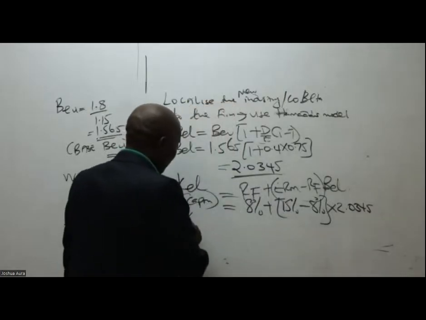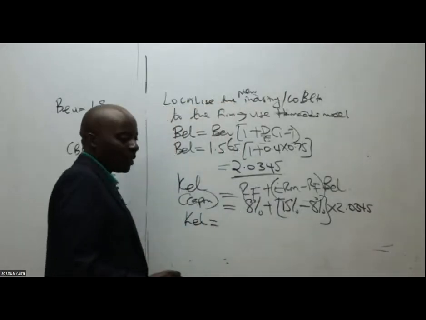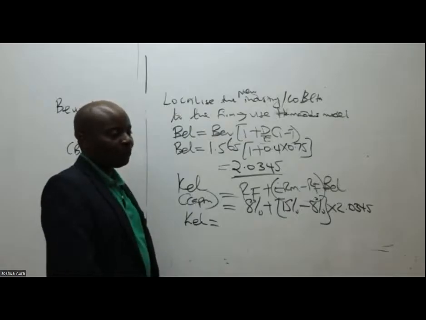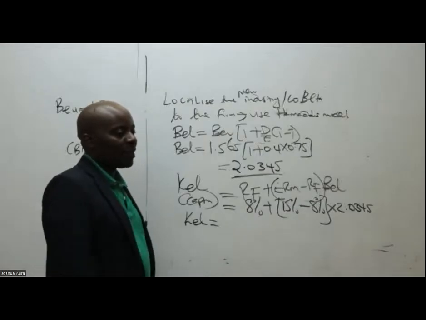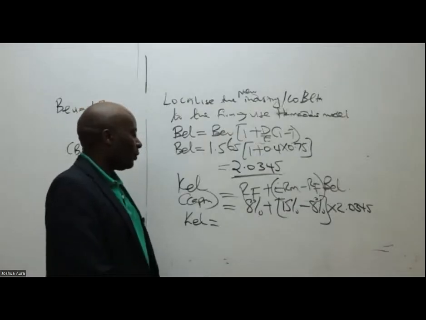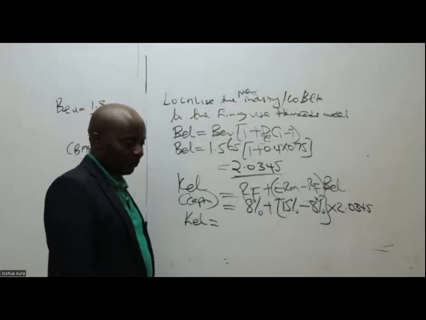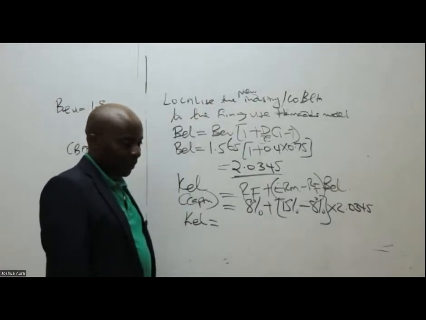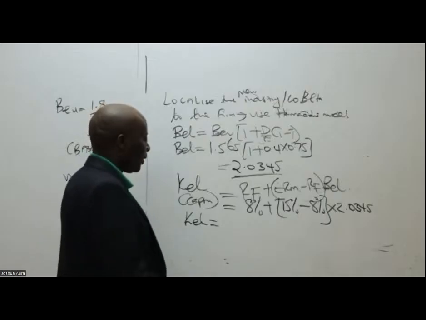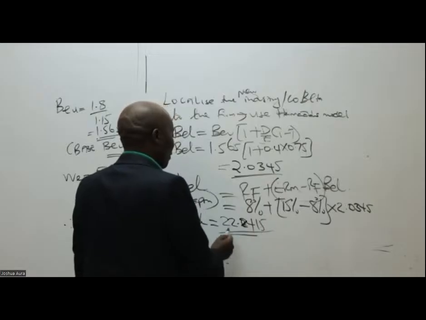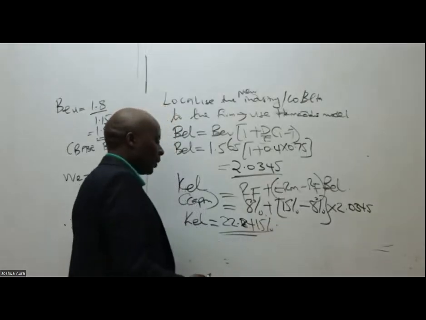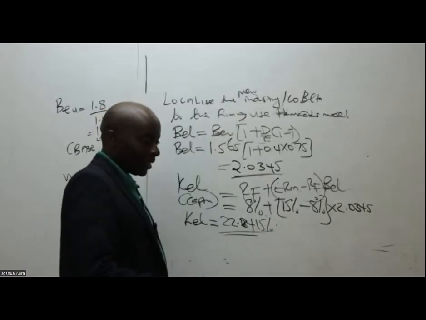Then what is our KL? Our cost of equity of a levered firm will be equal to who? Can somebody give us this figure? 22.2415. Thank you so much. Like that. We haven't yet hit home. No, we're still one step away from home.